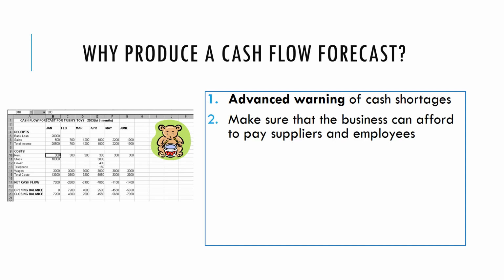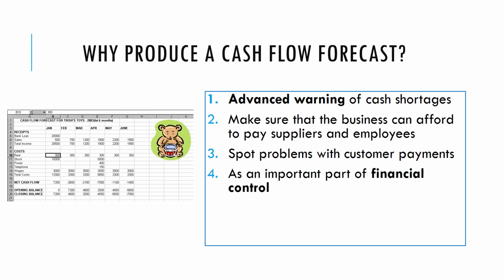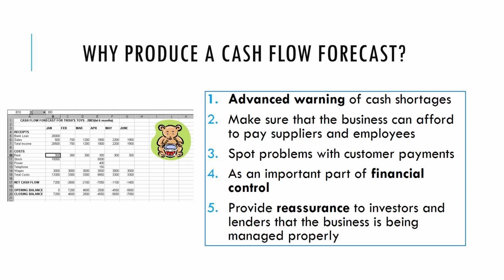Secondly, it can make sure the business has enough money, cash, to pay their suppliers and employees in the future. They can potentially spot problems with the amount of cash that is being received from customers. Maybe they're forecasting one month they're not going to receive enough cash from customers. It's an important part of the finance department to control the amount of cash coming into a business, because it's very serious if the business runs out of cash. It could be the end of the business.